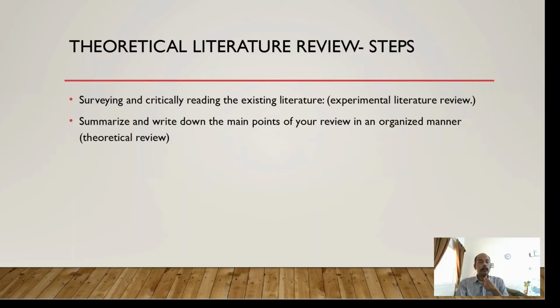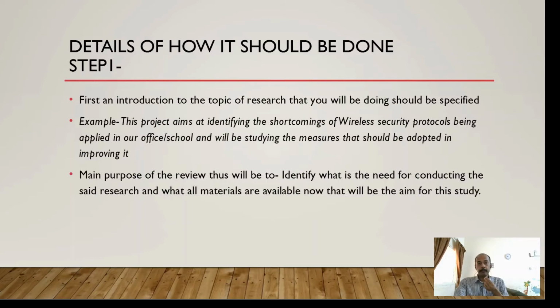In that, what you do is summarize and write down the main points of your review, and you do it in an organized manner. You don't just take the first paper or the first journal, write something, and directly go to the second. No, you have to finish the first paper, write down what the pros are, what the cons are, what things are missing, what things are already there, and then you go to the next paper, so that you will have an organized system of review.